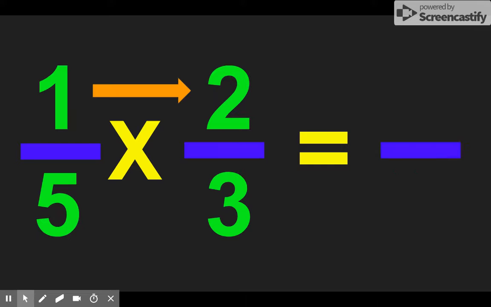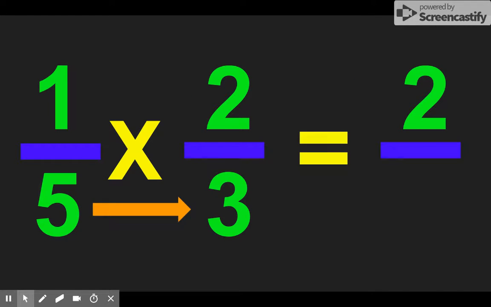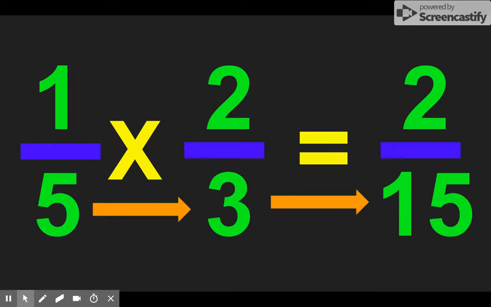Let's practice. What about 1/5 times 2/3? Remember, the first step is going to be multiply 1 times 2, and that will give us 2. What's the next step that I do? Multiply 5 times 3, and we'll get 15. So 1/5 times 2/3 equals 2/15.